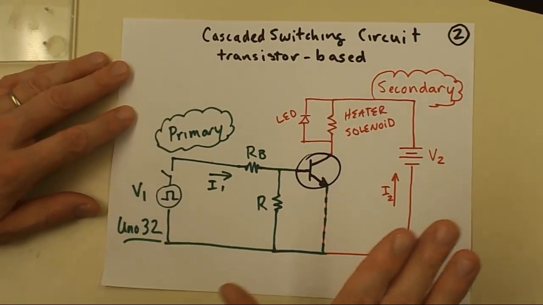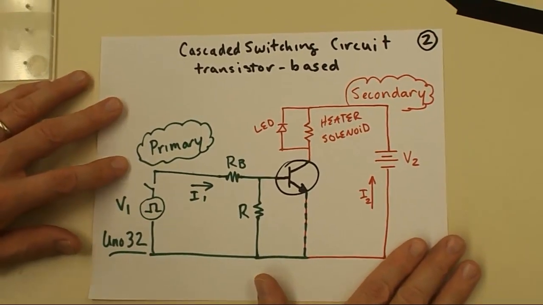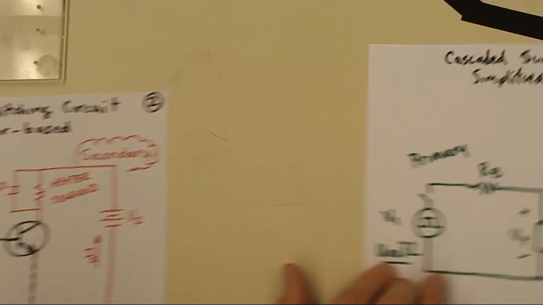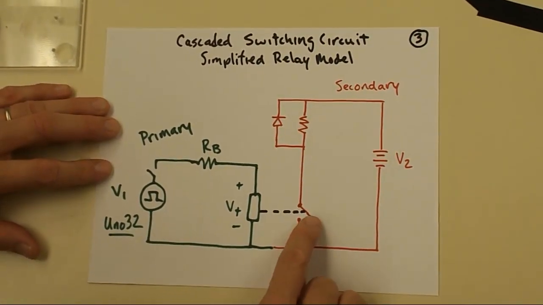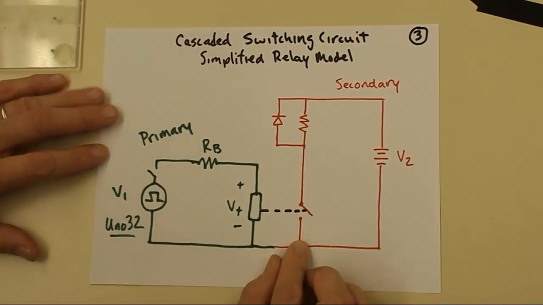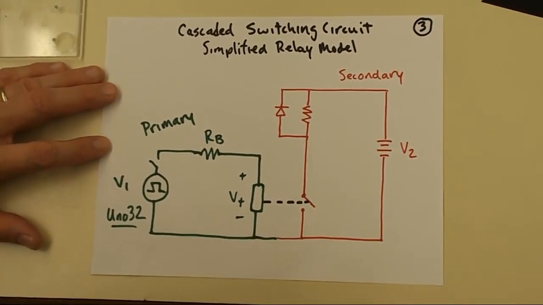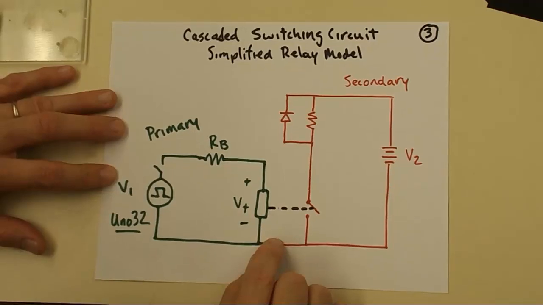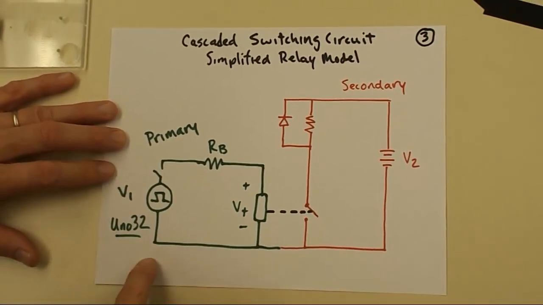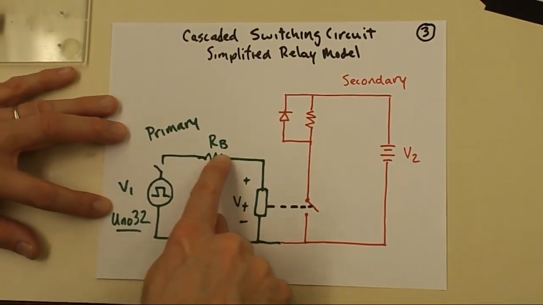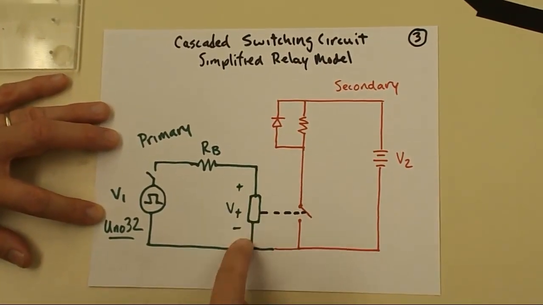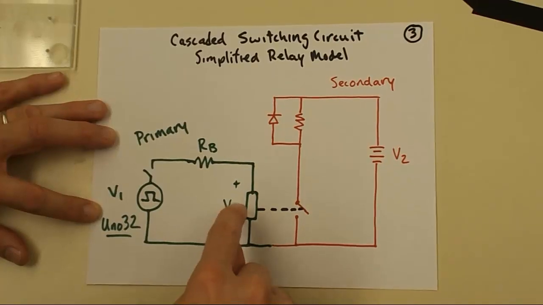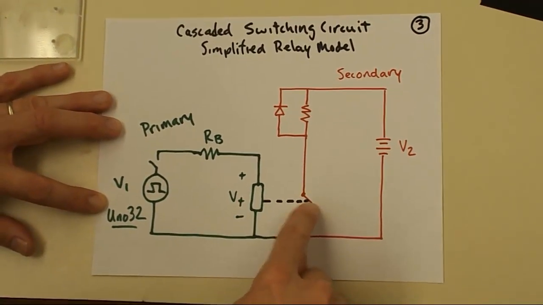Alright, so let's move from this schematic to maybe a little simplified relay model. In the reading materials we discussed how a relay can pull a switch closed with a magnetic field. We can always show you one of those, but since we're using the transistor, let's create a little model here. We still have our Uno32 driving the base resistor, and the transistor is modeled as some voltage drop of some device. But when that voltage drop is created, the switch closes.